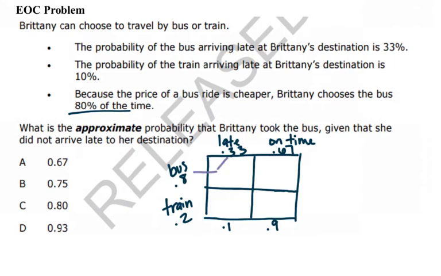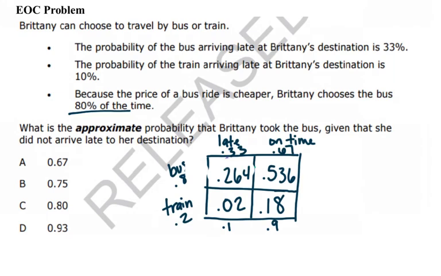I'm going to multiply these two together to get this value in here. And then I'm going to multiply these two to get this value. So I'm multiplying it like I would a Punnett square. If that doesn't make sense, just let me know and I'll explain it further. So I'm going to fill out this chart. Okay, so now I have this information.